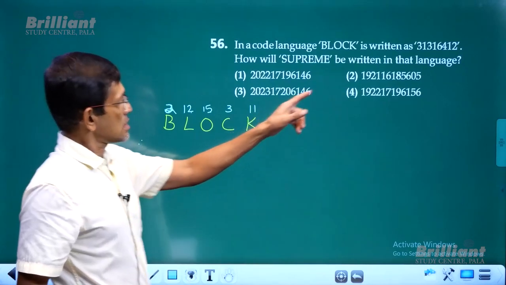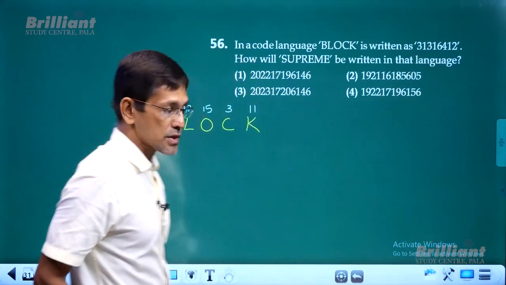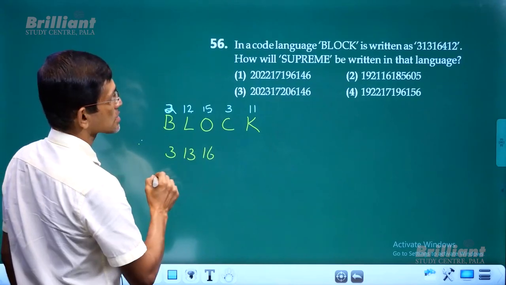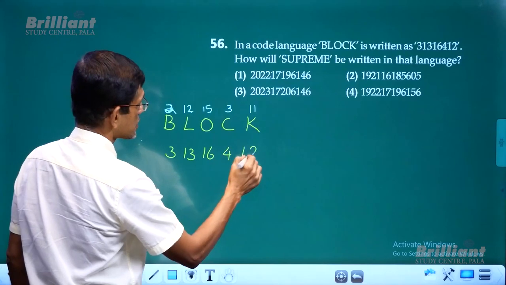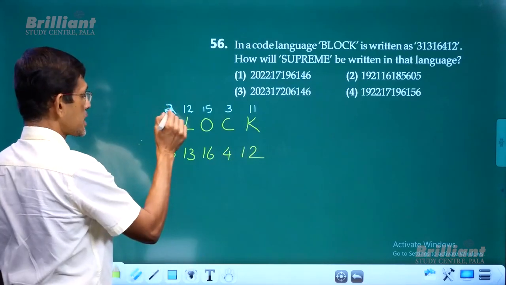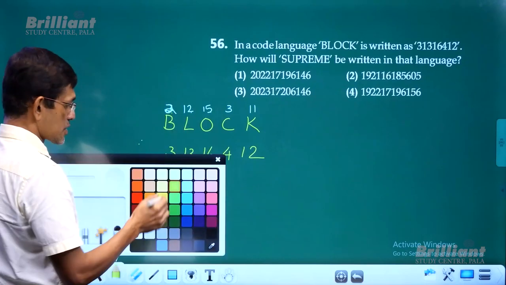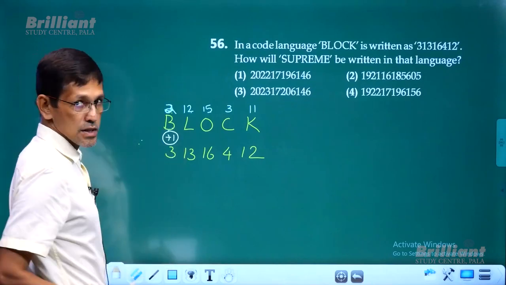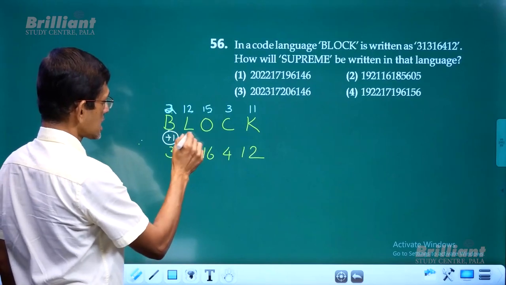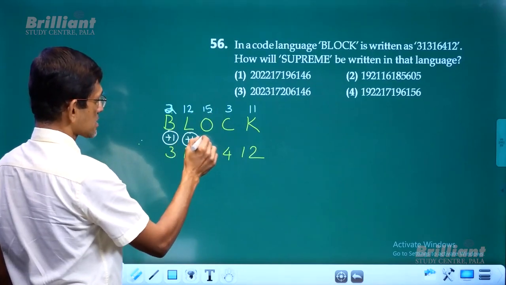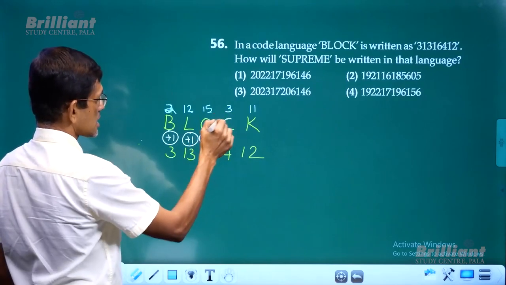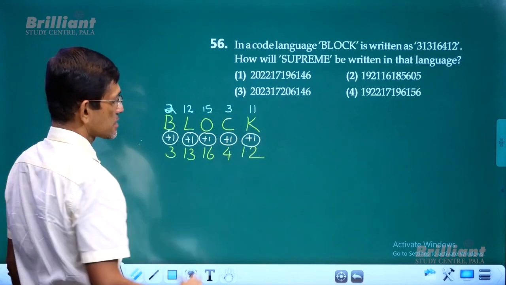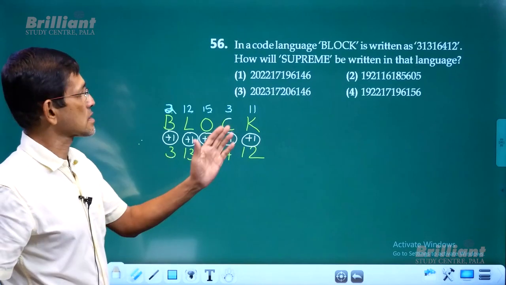So first, the numbers here, 3 1 3 1 6 4 1 2. Here, position value of B is 2. So now B is written as 3. So B plus 1, 2 plus 1 is 3. And L is 12. 12 plus 1 is 13. So 15, 15 plus 1 is 16. And C, that is 3. 3 plus 1 is 4. And this is 11. 11 plus 1 is 12. So ultimately, that is the way it is coded.